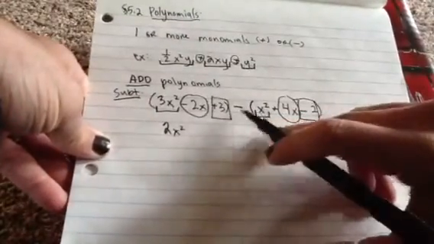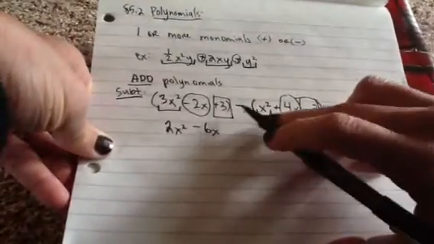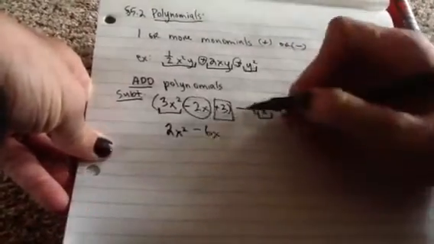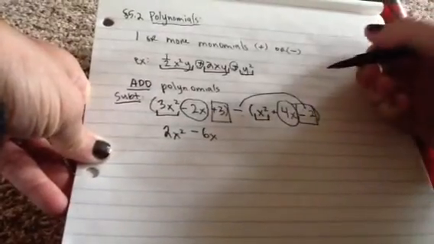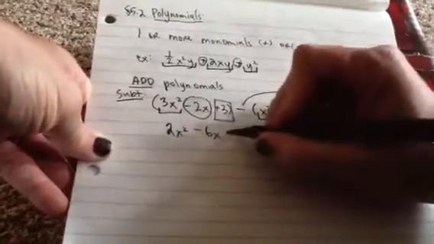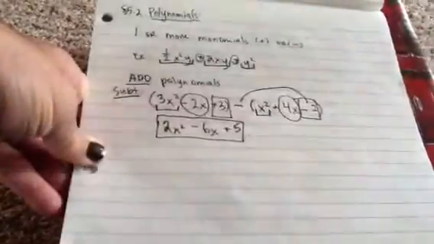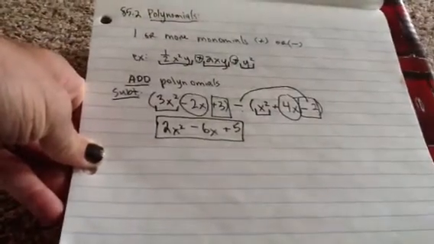Negative 2x minus 4x is negative 6x. 3 minus a negative 2. Since we're subtracting a negative, we're adding. So 3 plus 2 is 5. And this would be our solution, or our polynomial.